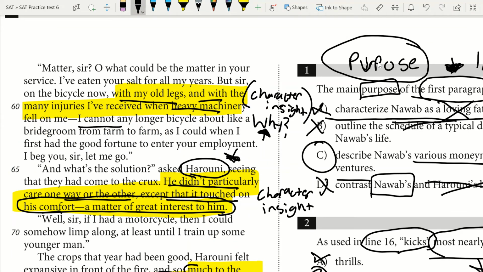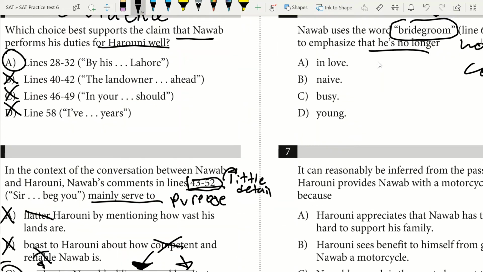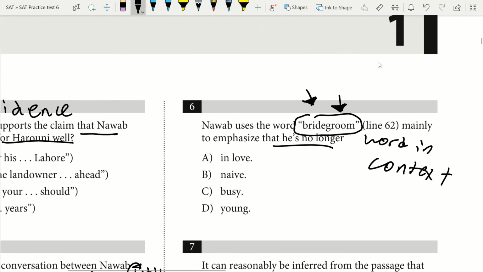So we have, "I cannot any longer bicycle about like a bridegroom from farm to farm." He's saying he can't bike around from farm to farm, so biking long distances like a bridegroom. Bridegrooms generally marry at young ages, right? People get married right around their 20s or 30s. So that's much, much younger. So him saying he can't bike around like a bridegroom is saying he's no longer young. It's talking about his age. So we see that he's no longer young. So that's answer choice D for number 6.